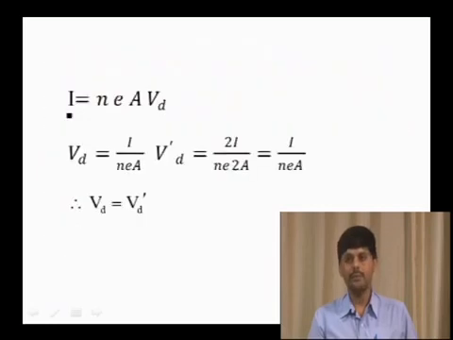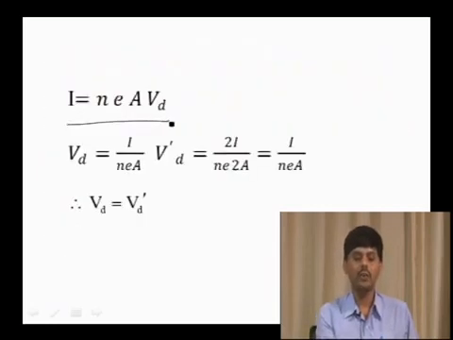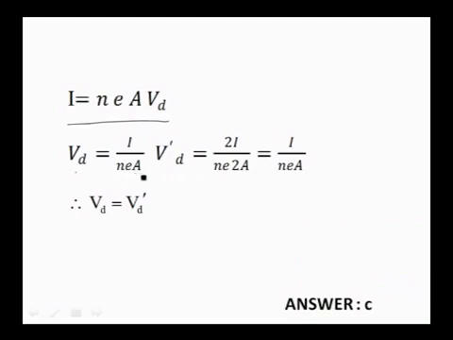For the solution, we have the expression current is equal to NEA Vd. Rearranging this equation, we can write drift velocity is equal to I divided by NEA. After the change in area and current, the drift velocity is Vd.